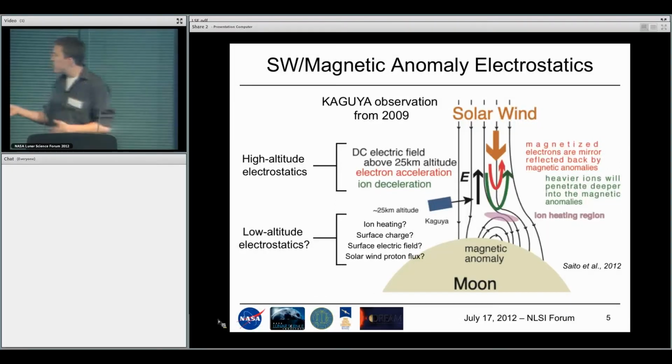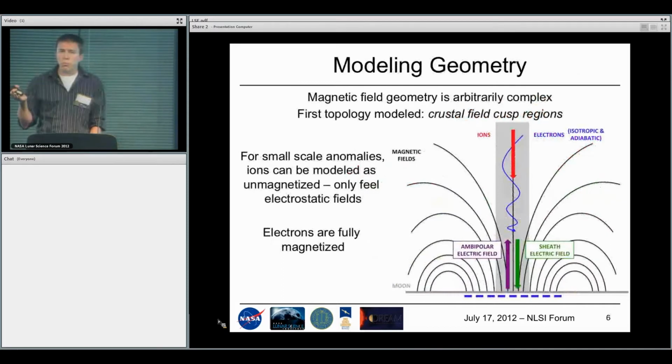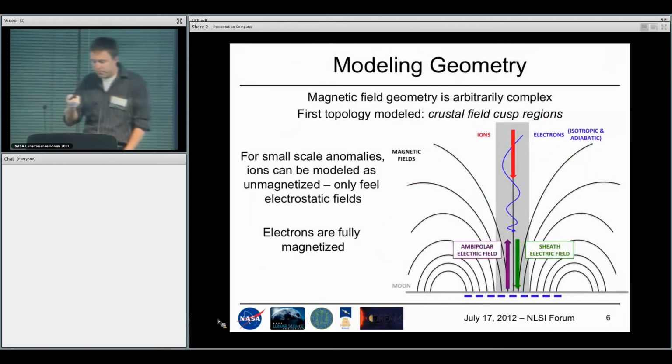However, many questions remain. Kaguya saw ion heating at the lunar surface. We don't know what's causing that. We don't know how the lunar surface itself is charged within this anomaly. We don't entirely know what the surface electric field is and how that feeds back ultimately on the solar wind proton flux. Those are really the questions that we're trying to get answers to.